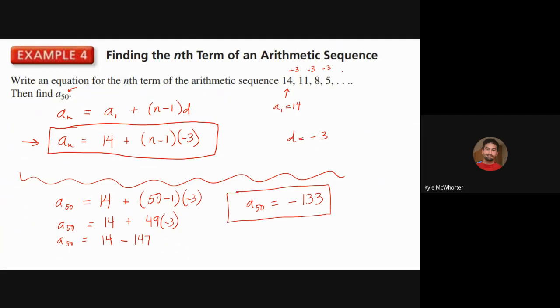So could you have just kept going minus 3, minus 3, minus 3, minus 3 50 times? Yeah, you could have done that. But algebra makes it so that we can analyze the process, come up with a formula, and then now we have a shortcut for finding it. You wouldn't want to do this if you had to find out the 200th term. You wouldn't want to do that 200 times. You'd just do 14 plus 199 times negative 3.